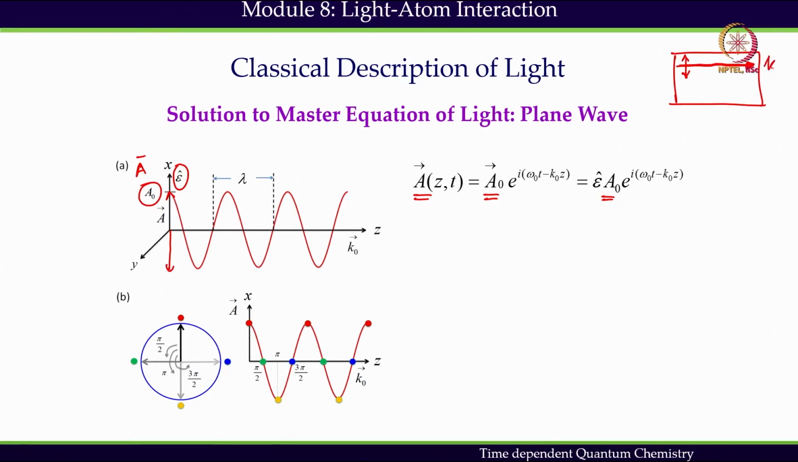So the vector potential is changing along this direction, but it's propagating through the medium this way. This is the propagation direction, given by the k naught direction. So that's the basic idea. When light is propagating through the medium, we will visualize it as if a certain vector potential is propagating through the medium.